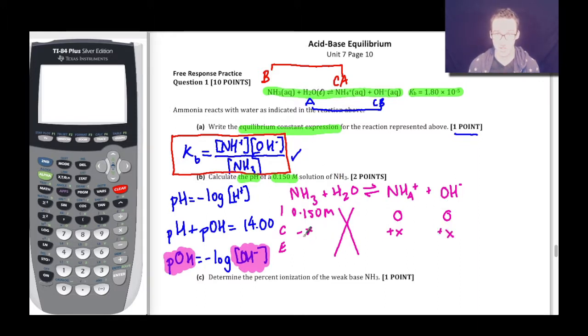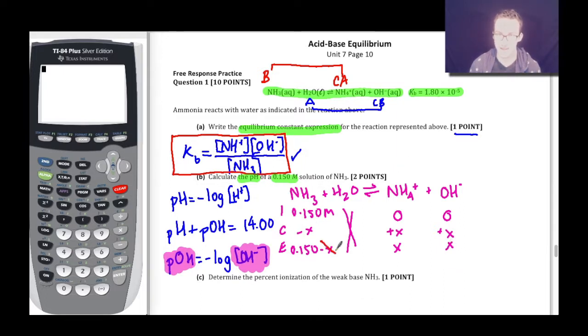The relationship is just X in each case because the ratio in the balanced equation is 1 to 1 to 1. So my equilibrium concentration for ammonia is going to be 0.150 minus X. And these are just going to be X and X.